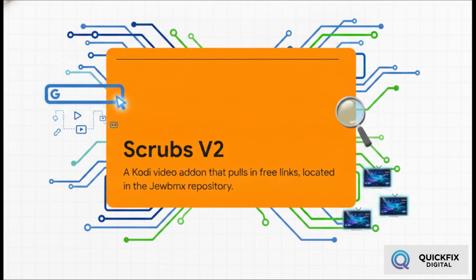The absolute most crucial thing to understand here is that this tool acts a lot like a Google search engine, but it's specifically targeted at free video streams. Scrubs v2 doesn't actually host any of the content you're watching. Instead, it aggressively scrapes the internet for publicly available links and compiles them into a nice playable list right on your screen. It is an aggregator, plain and simple.